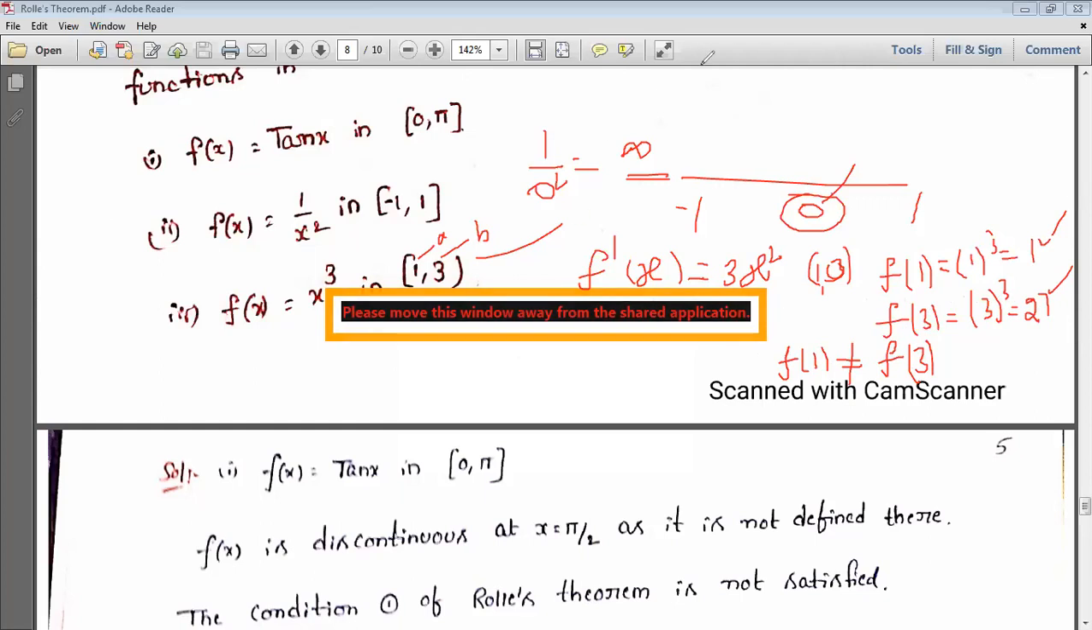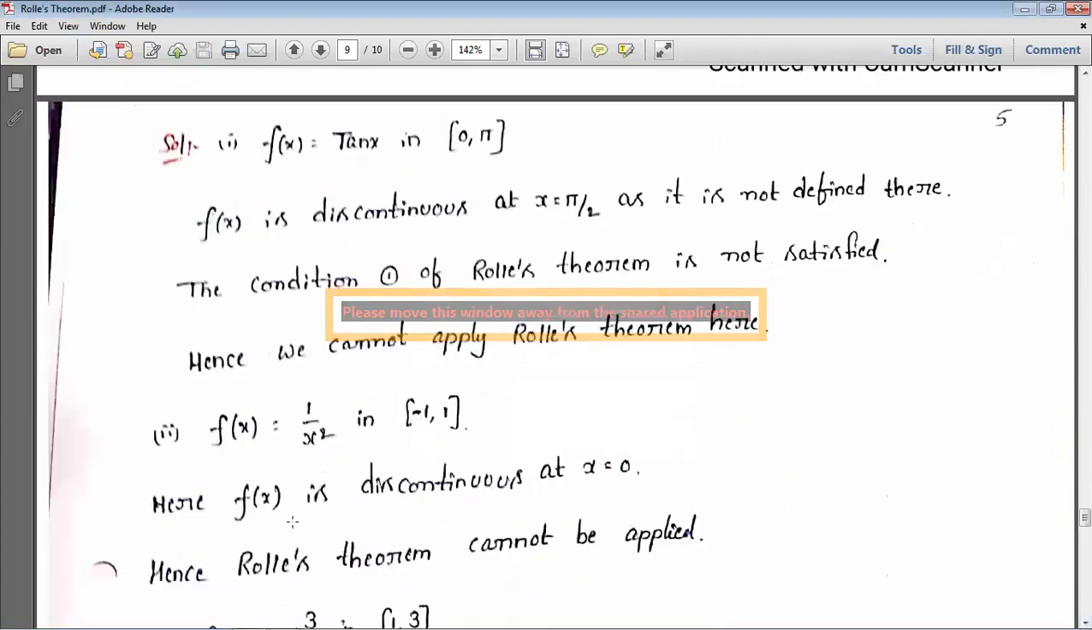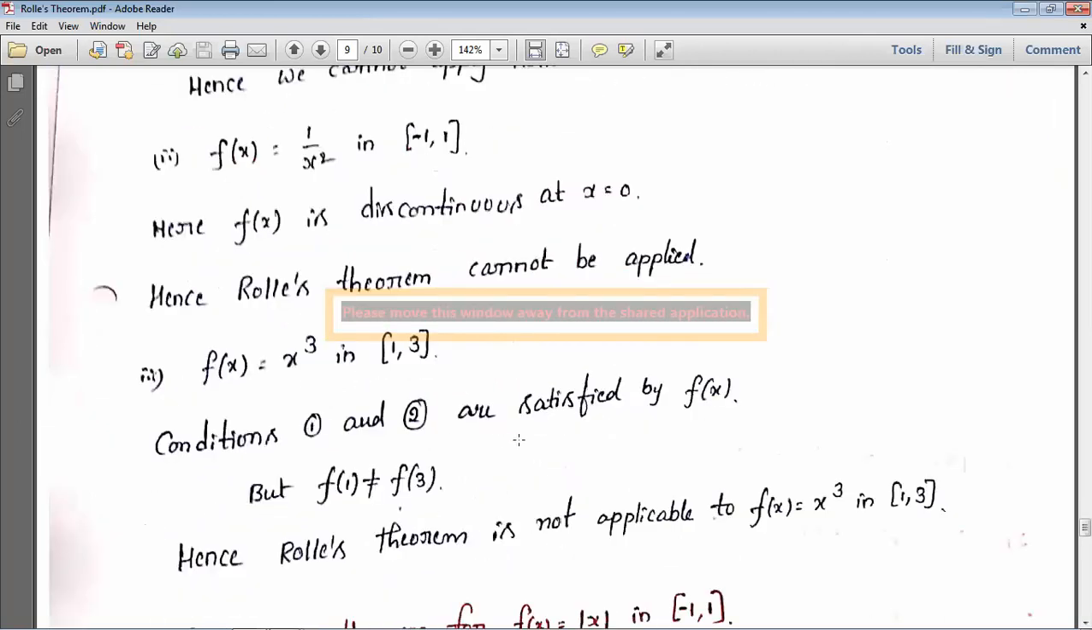Okay, so this is the way we need to check whether the function is continuous and differentiable or not. In the second one, f of x is discontinuous at x equal to 0, hence Rolle's theorem cannot be applied. And in the third one, conditions 1 and 2 are satisfied by f of x, but f of 1 is not equal to f of 3. I wrote it here directly, but you should show it. First of all, write that f of x is a continuous function since it is a polynomial. Next, the second condition: f dash of x is equal to 3x square, and the derivative exists, so we can say that the function is differentiable in the interval 1 comma 3.